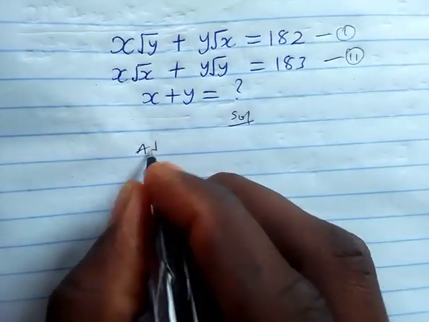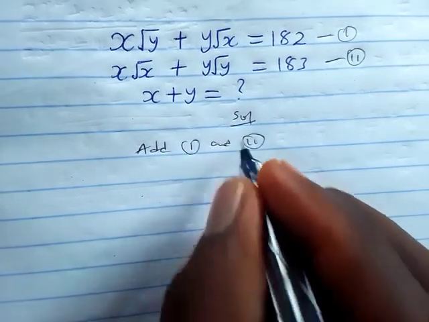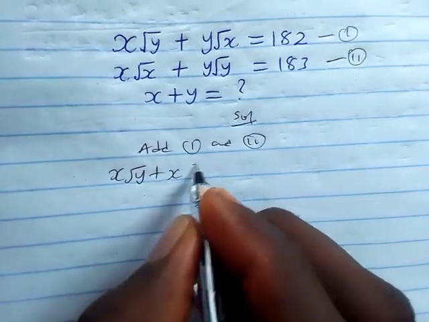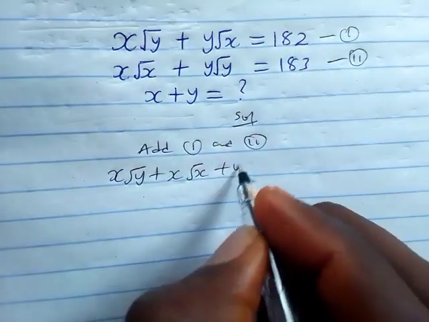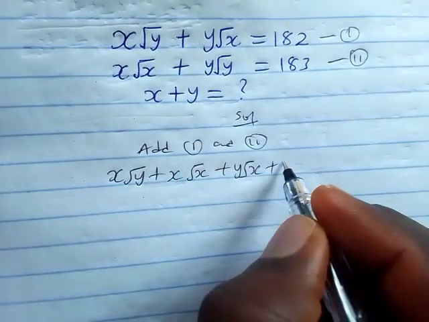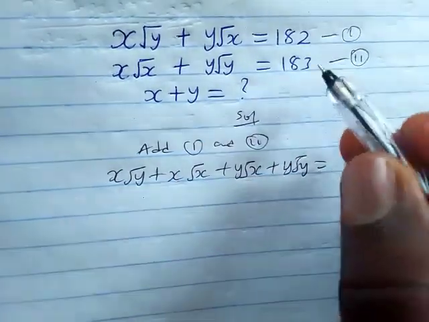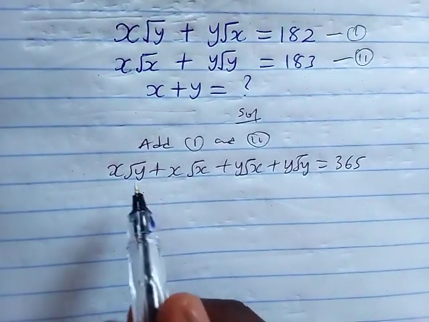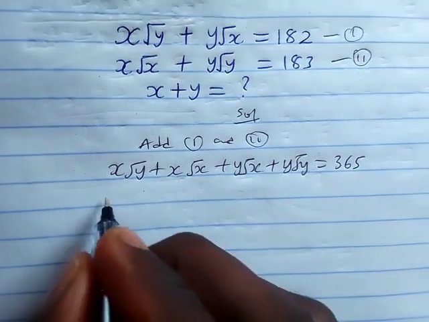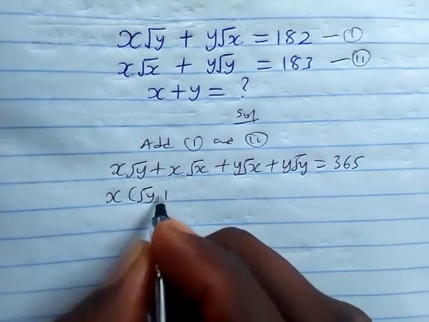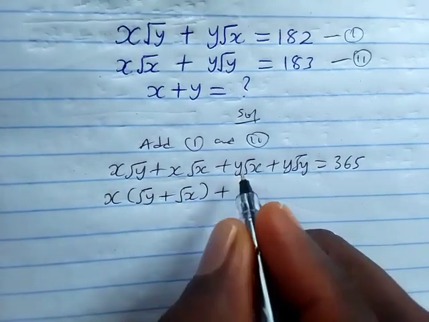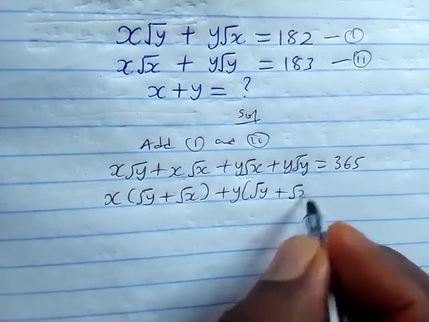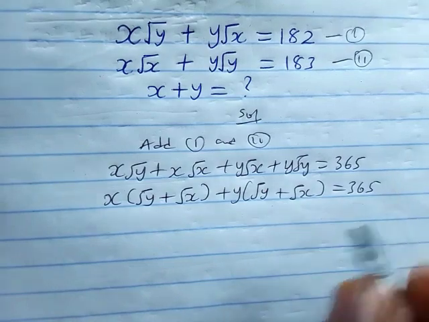We are going to add equation 1 and 2 together. So we're going to have x root y plus x root x plus y root x plus y root y equals 182 plus 183, that is 365. Now, let's isolate the common terms. x is here, x is also here, so let us pull it out. We have x into root y plus square root of x, plus y is also common here, so we have y into square root of y plus square root of x equals 365.